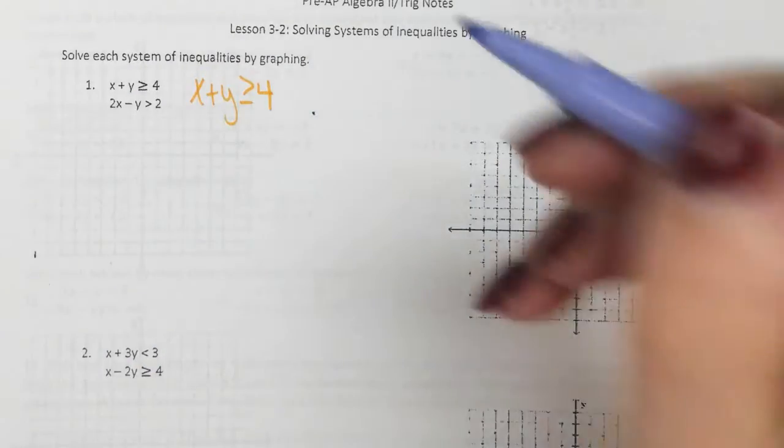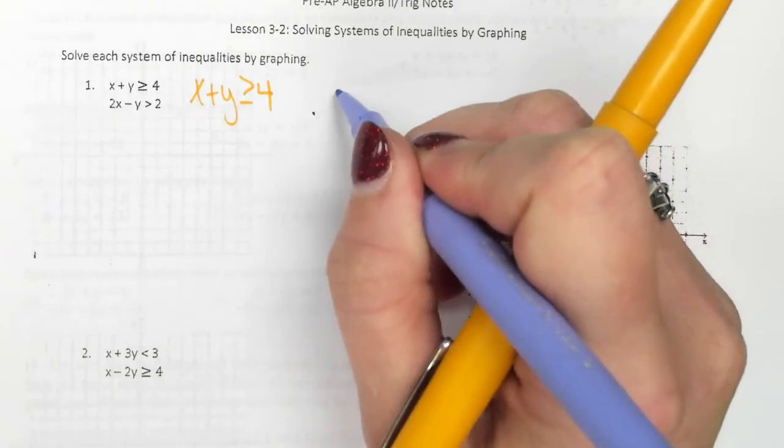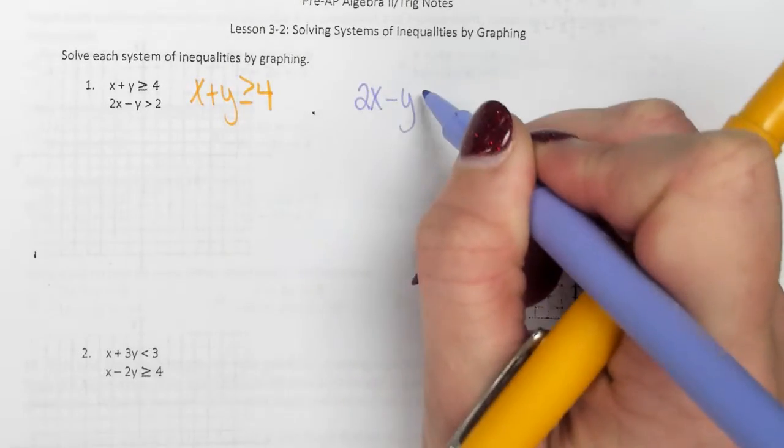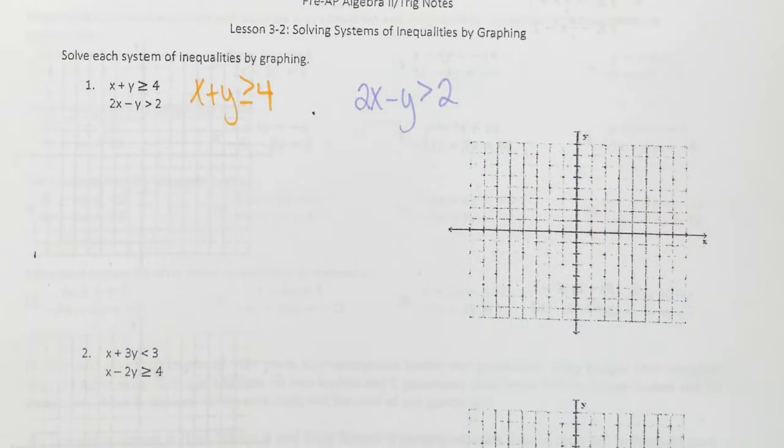Okay, so we have 2 different guys. X plus y is greater than or equal to 4, and 2x minus y is greater than 2.